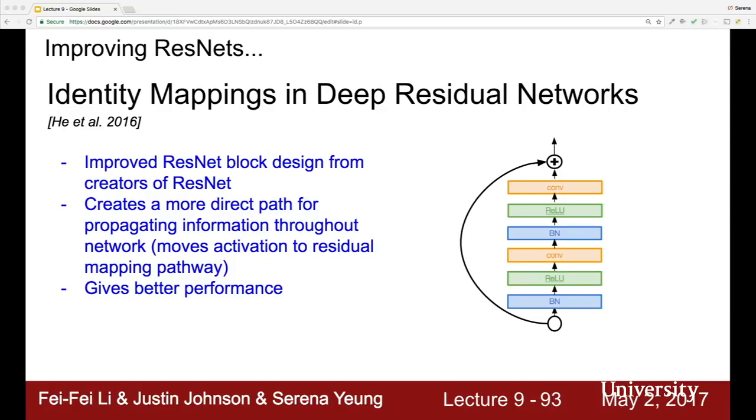So the authors of ResNet, a little bit later on in 2016, also had this paper where they improved the ResNet block design. They basically adjusted what the layers were in the ResNet block path and showed that this new structure was able to have a more direct path for propagating your information throughout the network. Again, you want to have a good path to propagate information all the way up and then in backprop all the way down again. They showed that this new block was better for that and was able to give better performance.